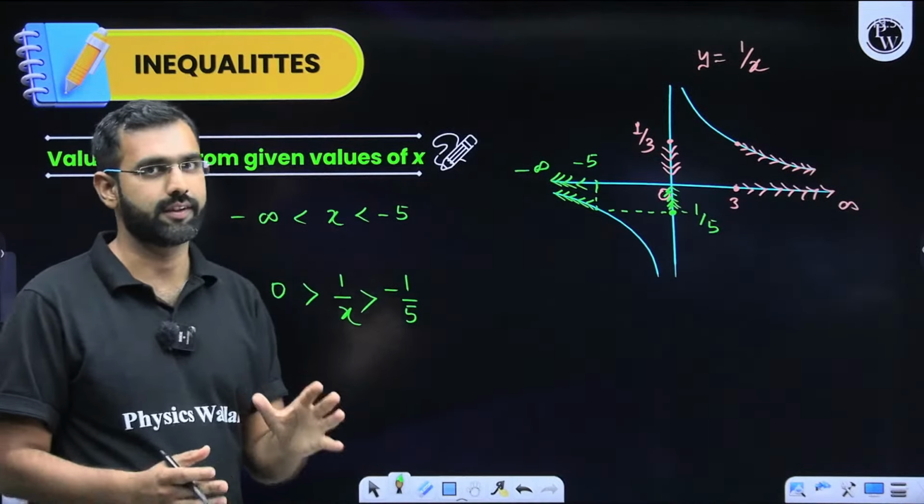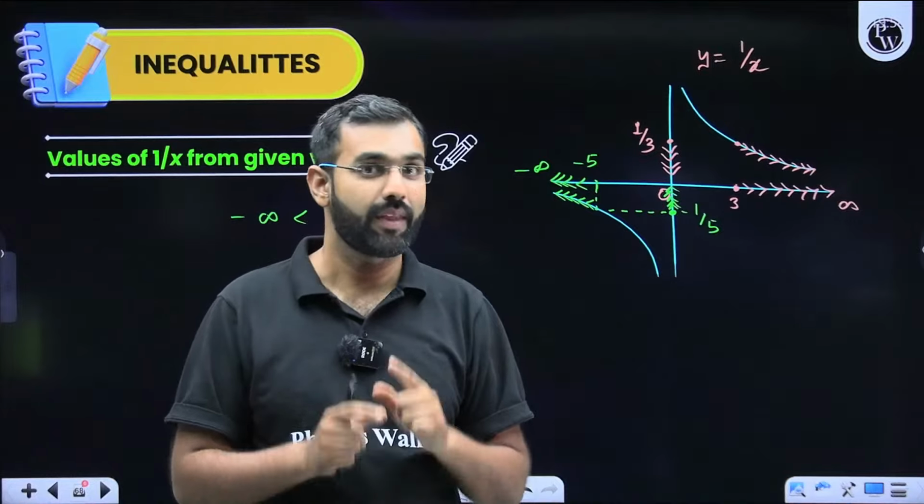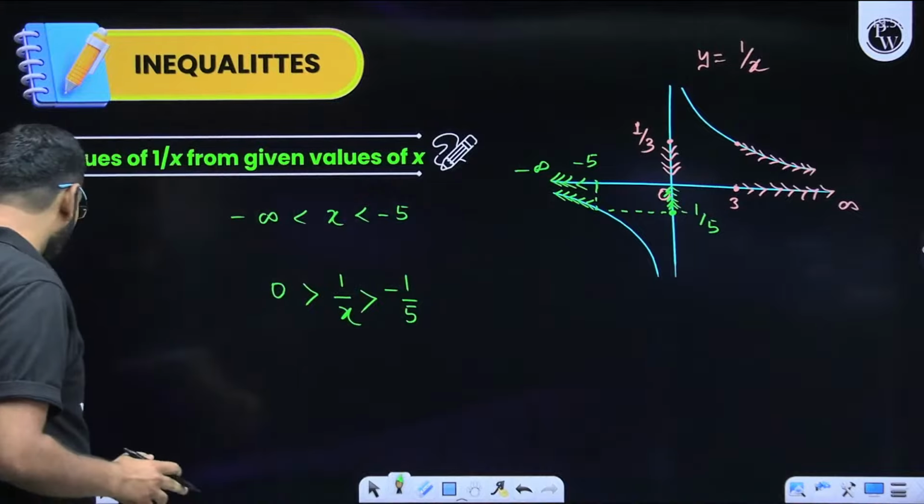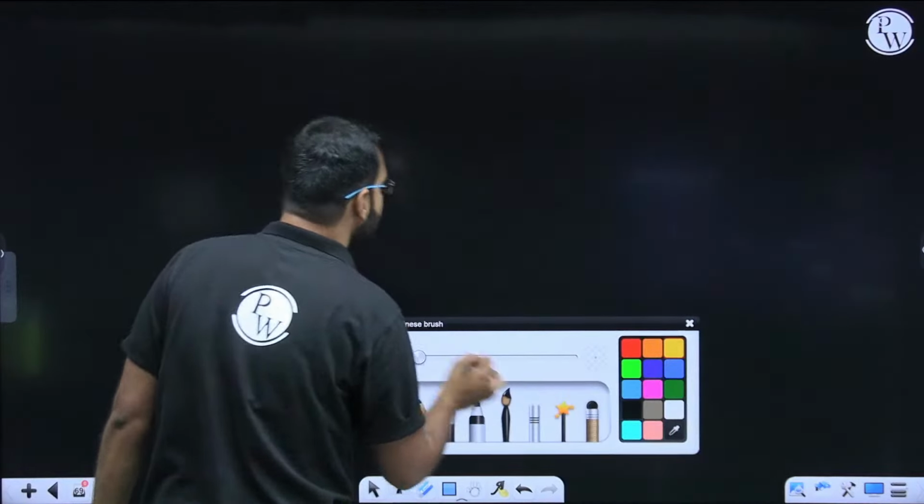So far what we have done is x was either greater than a positive value, so all the values were positive, or x was less than a negative value, which means all the values were negative. What if x lies between a negative and a positive value? Then also can we take the reciprocal? Yes. How? Let's take this example in a clearer manner. I hope you all are paying attention here.